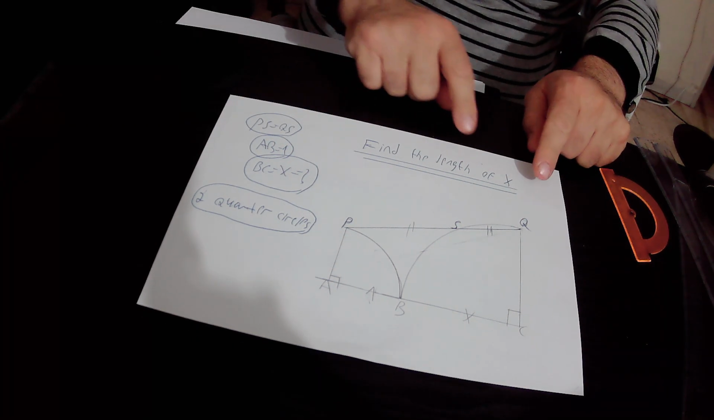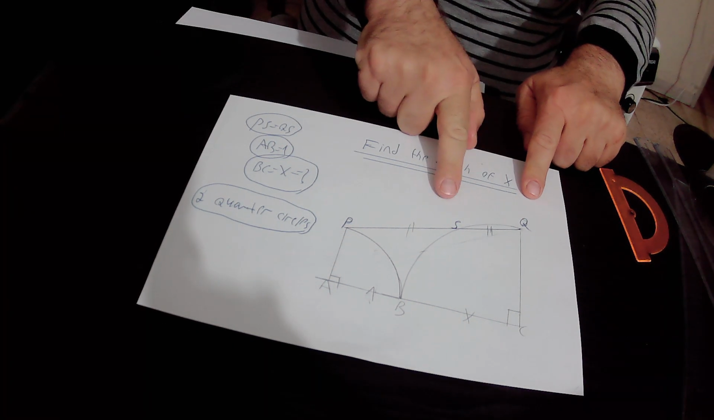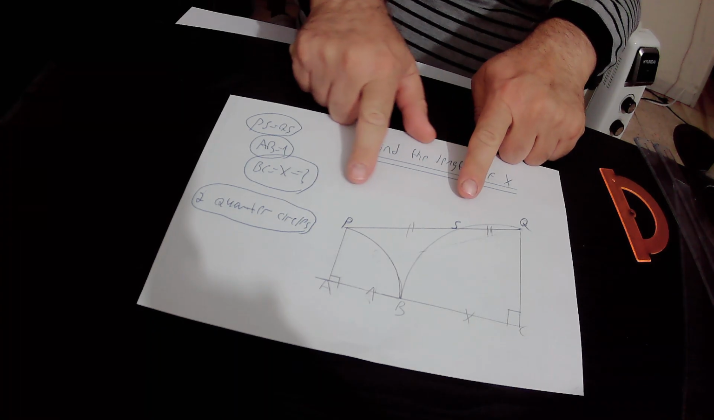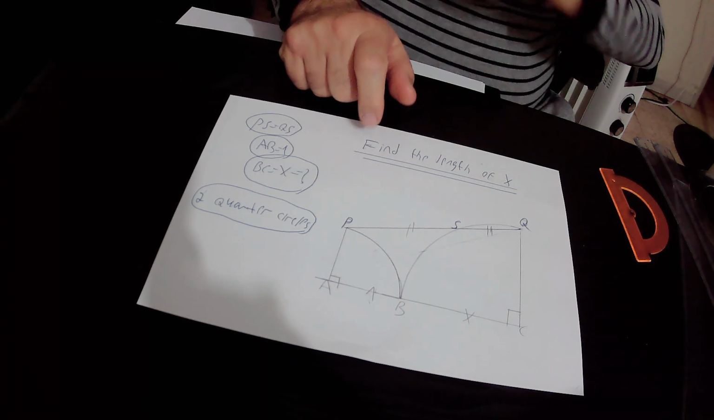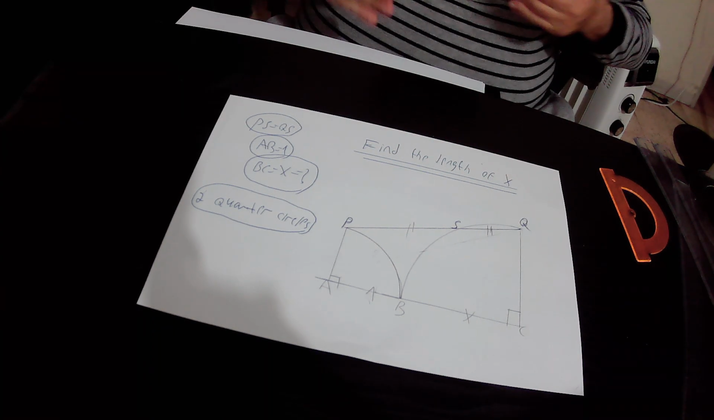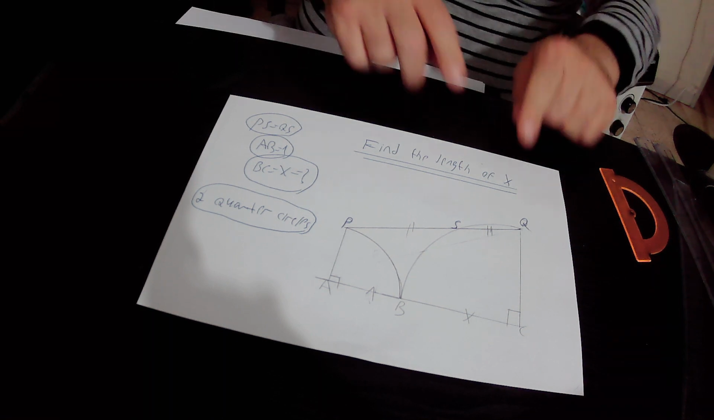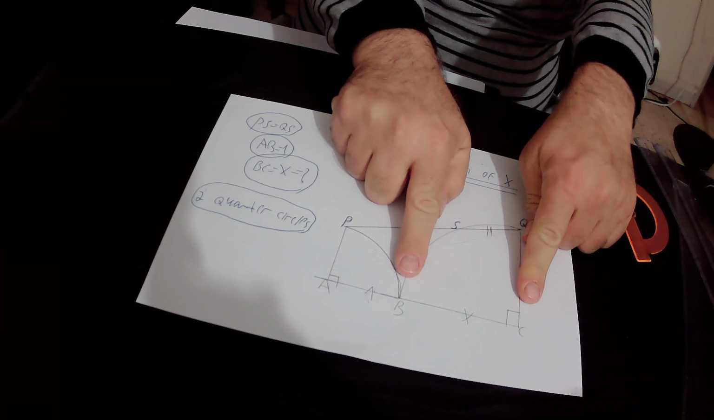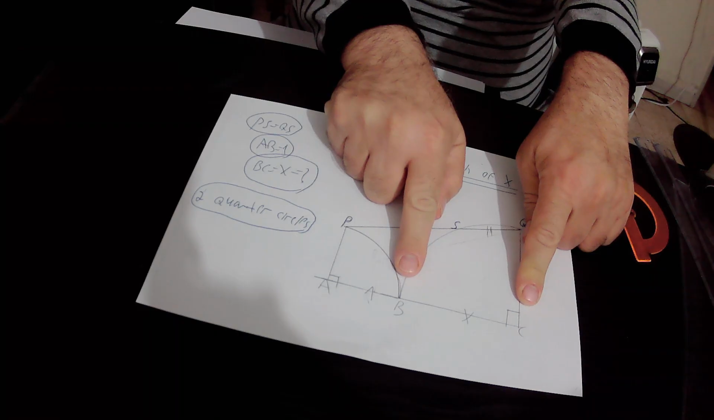We also know that line segment QS equals line segment SP, and our mission is to find out the length of this line segment BC, which is equal to X.